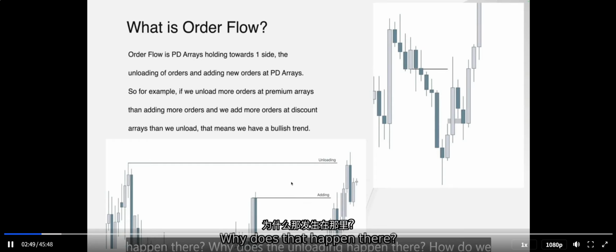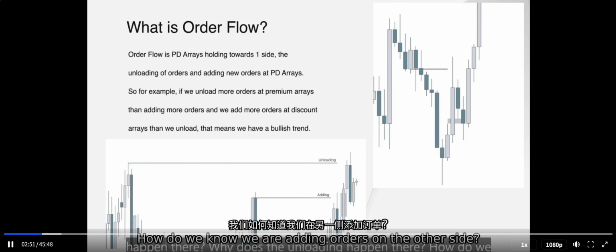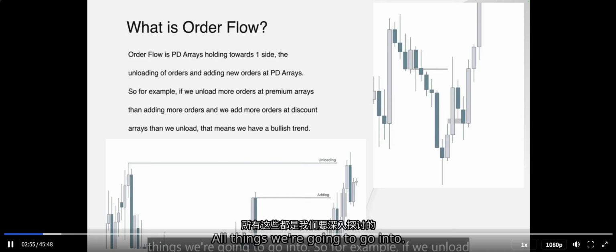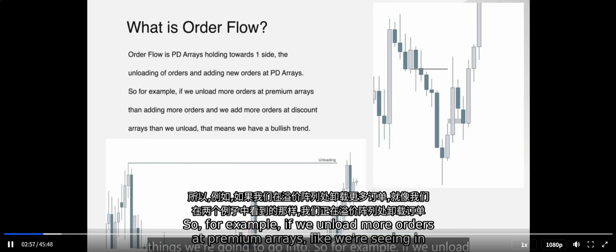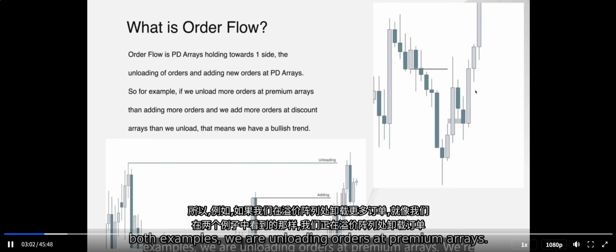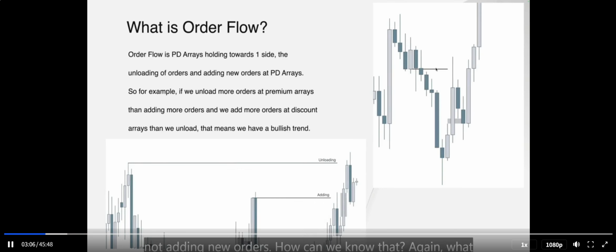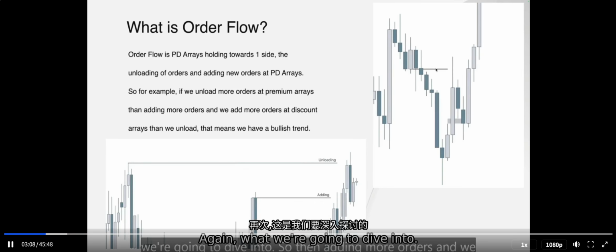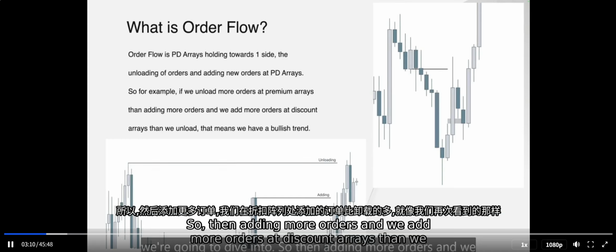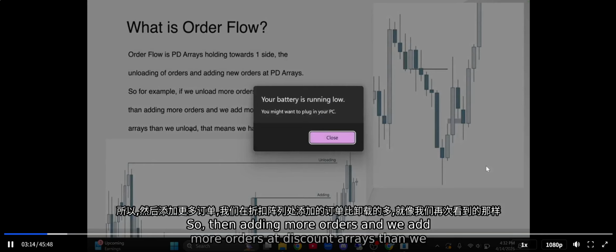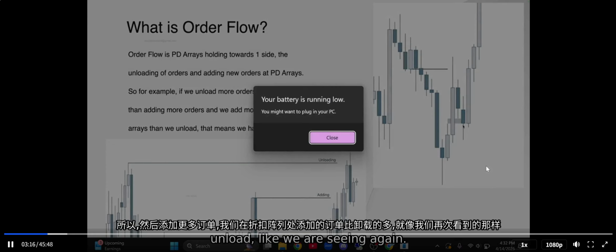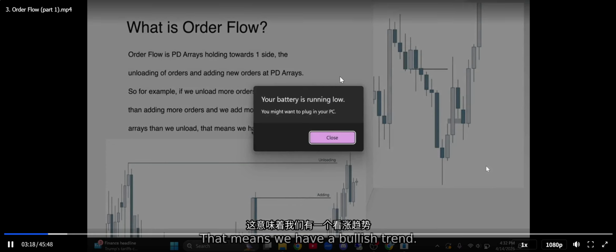Why does that happen there? Why does the unloading happen there? How do we know we are adding orders on the other side? All things we're going to go into. So for example, if we unload more orders at premium arrays, like we're seeing in both examples, we are unloading orders at premium arrays. We are not adding new orders. How can we know that? Again, what we're going to dive into. Then adding more orders, and if we add more orders at discount arrays than we unload, like we are seeing again, that means we have a bullish trend.